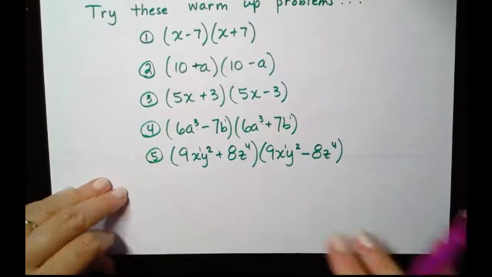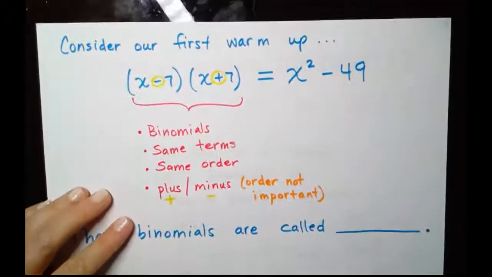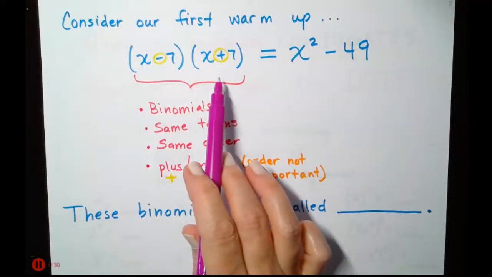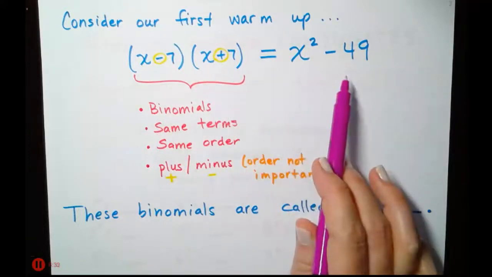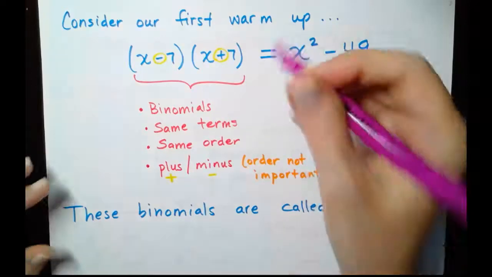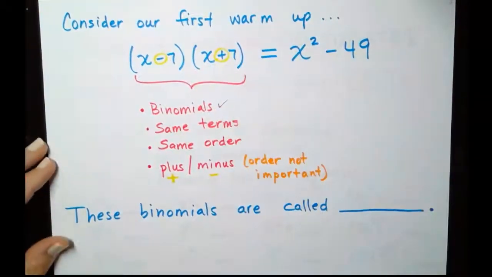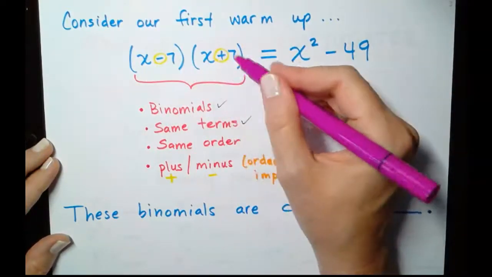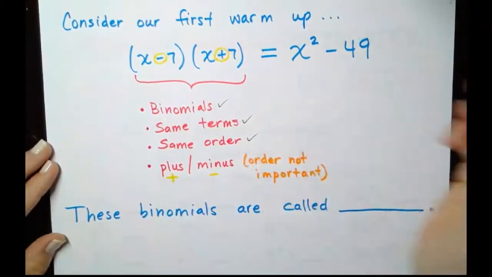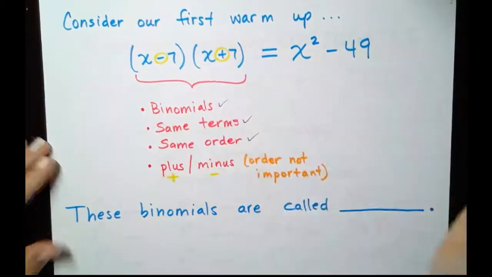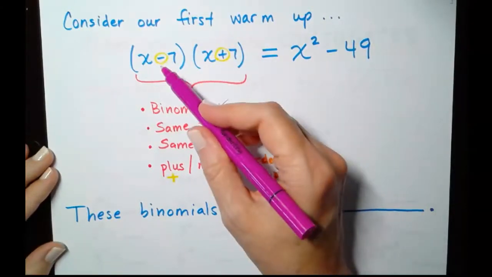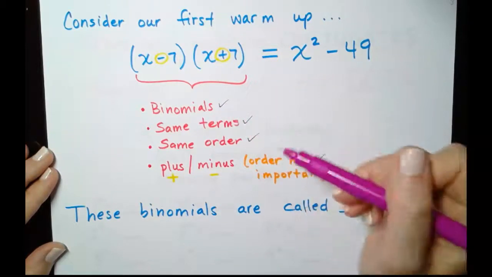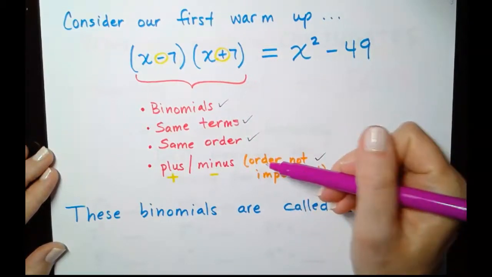So let's take a little bit closer look at this investigation. Considering our first warm-up problem, x minus 7 times x plus 7, that's what gave us x squared minus 49. So again, they're both binomials. They have exactly the same terms, x and 7, in exactly the same order, except one's a plus and one's a minus. The order is not important.